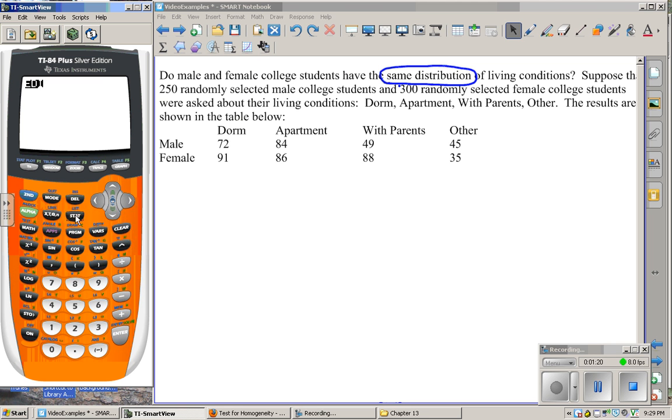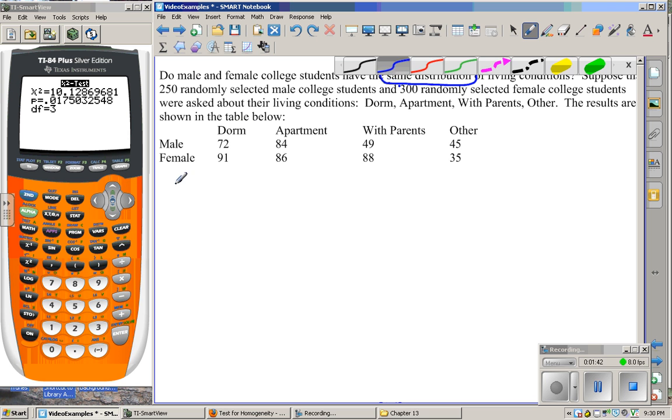All right, so these are our observed counts. When we go over to stat tests, I'm going to calculate. We do a chi-square test. Just like we did in the chi-square test for independence, we put our observed in the matrix A, and the calculator will do all the work and will do the expected ones for us. And so then if we calculate, we can get our results. So now we just need to write it all up.